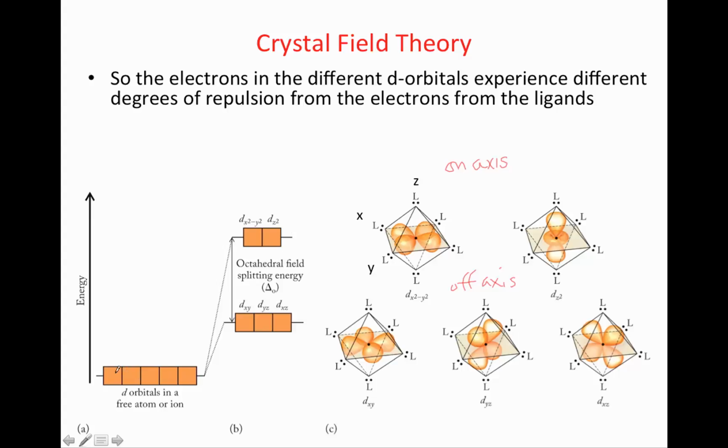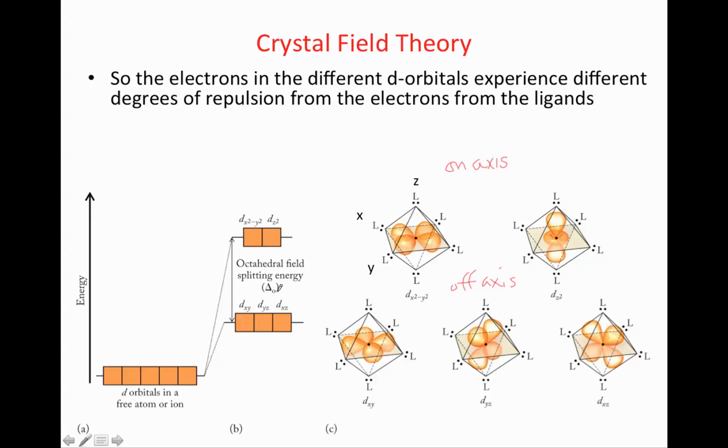This represents the energy of the d orbitals in a free atom or ion. So I've got the atom all by itself, or an ion all by itself. Again, it's in the gas phase. No ligands around it, nothing around it, and all the d orbitals have the same energy. They are degenerate. Now I put 6 ligands around this metal ion. The energies of all the orbitals go up somewhat.